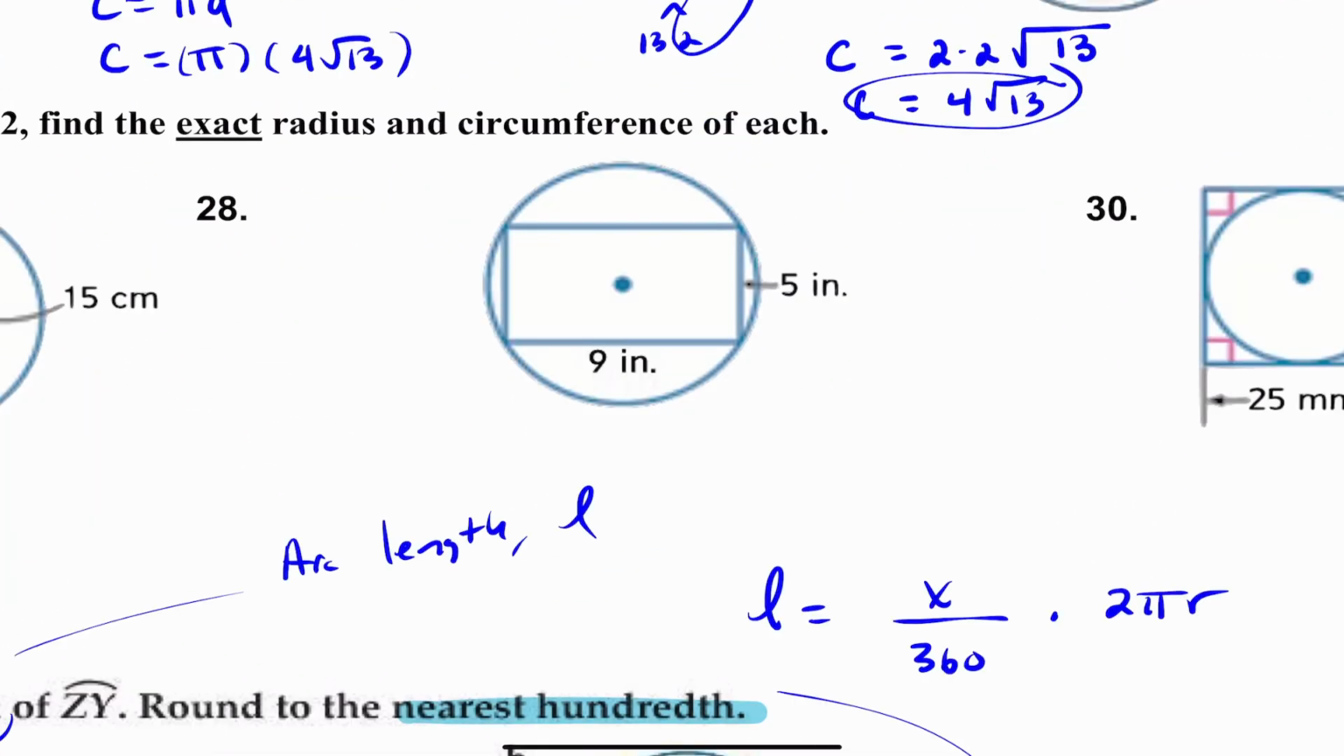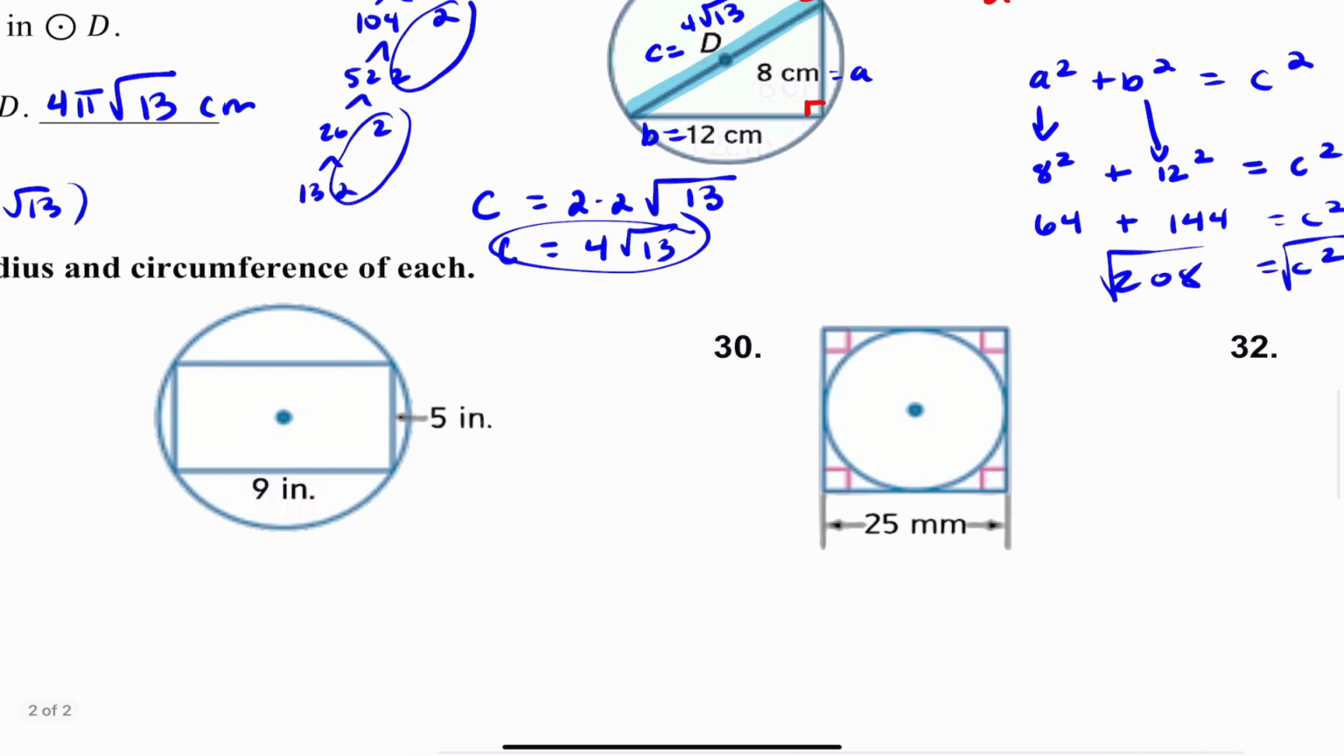Okay, for number 28, all you have to do is look at this side, which is 9, and then this side over here, that's 5. And I'm trying to figure out the diameter, which is a chord where the endpoints are on the circle, and that same chord goes through the center of the circle. So now that I have a right triangle, what do I do here to figure out the diameter?